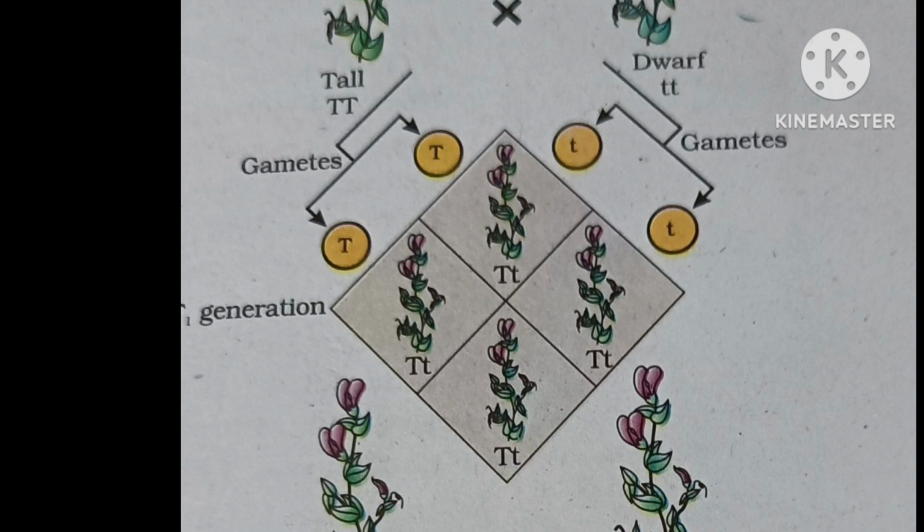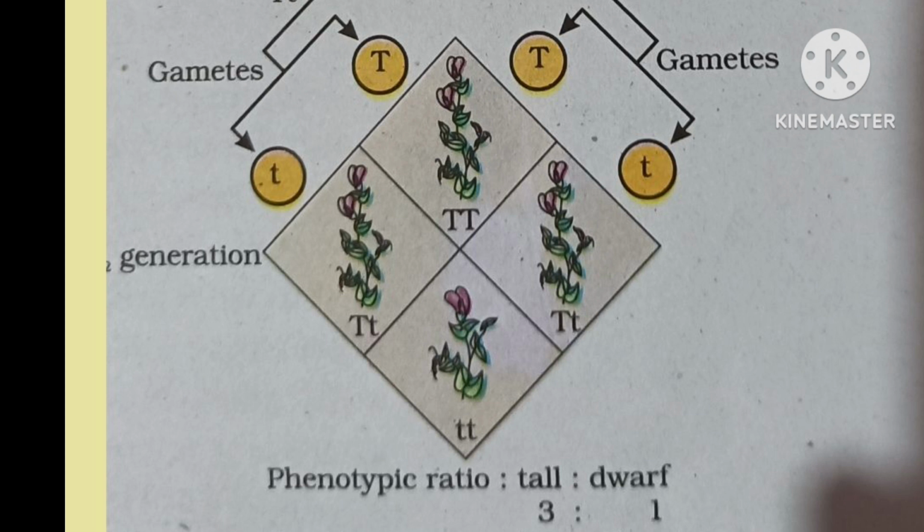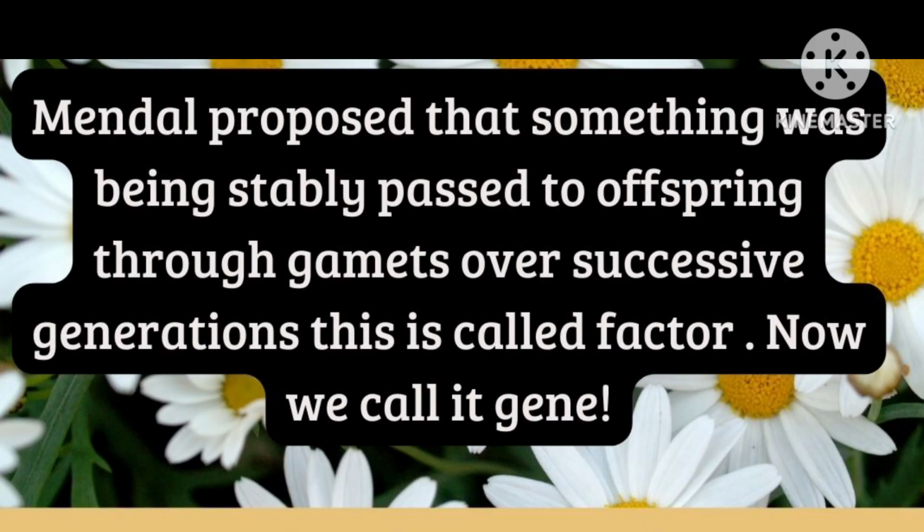Tall and dwarf traits were identical to their parent types and did not show any blending. That is, all the offspring were either tall or dwarf, but none were of in-between heights. Similar results were observed with the other traits that he studied. Only one of the parent traits was expressed in the F1 generation, while in the F2 generation both traits were expressed in the progeny in a 3:1 ratio. Contrasting traits did not show any blending in either the F1 or F2 generation.